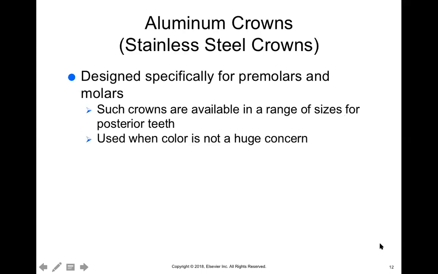Okay, stainless steel crowns or aluminum crowns. These are designed specifically for premolars and molars. And the main reason for that is because no one wants to walk around with silver teeth in the front. So they come in different sizes. You would only use these if the patient doesn't care. Like if you have an adult patient who's like, I just want to get this over with, just put whatever on there until I can get my crown. But again, most adults do not want these stainless steel crowns. We generally will use them for primary teeth.